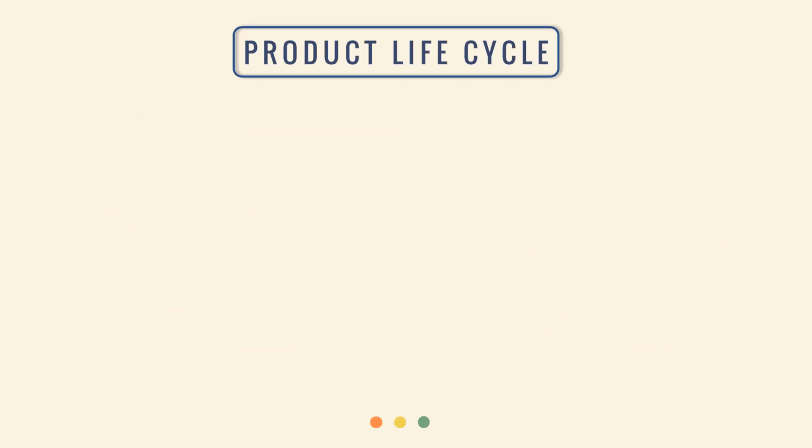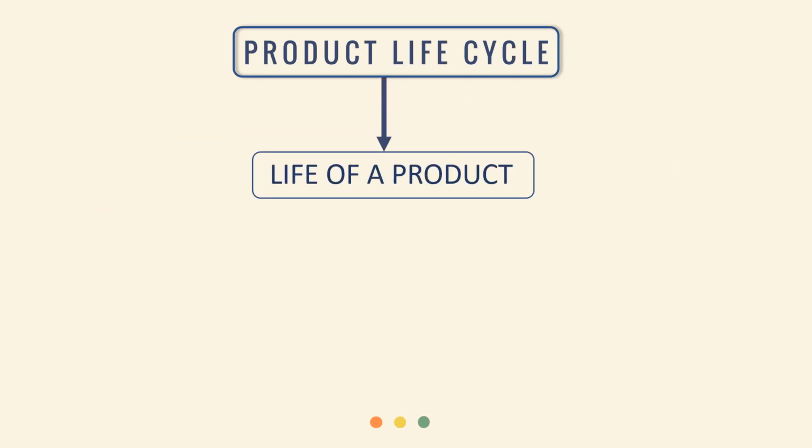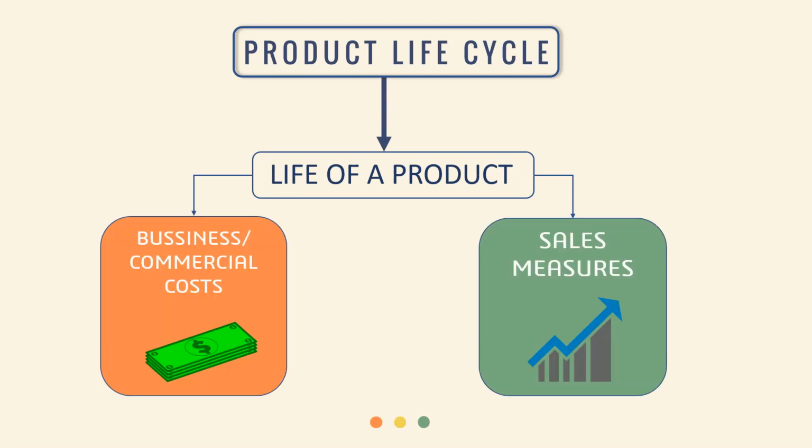Then what is product life cycle? It is a concept concerning the life of a product in market with respect to different parameters. The parameters here are business and commercial costs and sales measures. Based on these two parameters, the life cycle of a product is divided into different stages and the phenomenon is called product life cycle. The product life cycle proceeds through multiple phases, involves many professional disciplines and requires many skills, tools and processes.